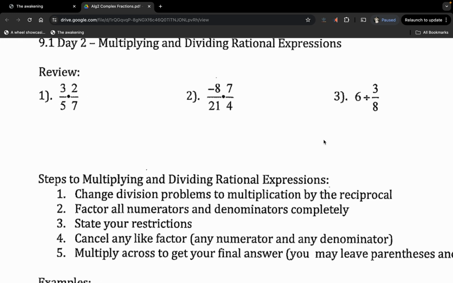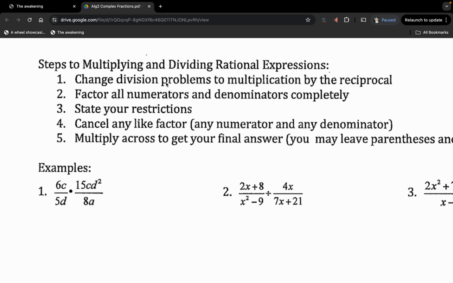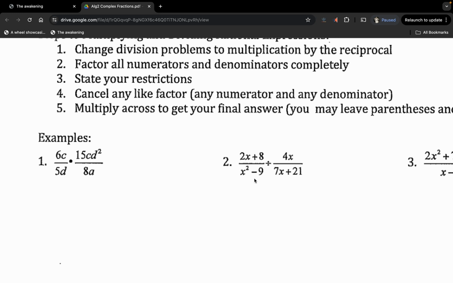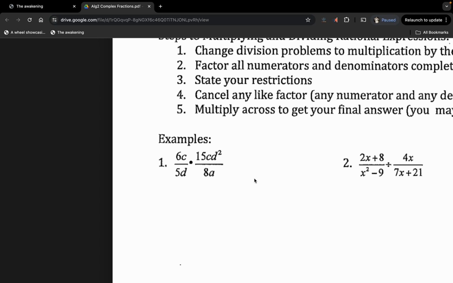So using that big idea, there are some steps to multiplying and dividing rational expressions such as these. So number 1, you're going to change division problems to multiplication by the reciprocal. That's just the keep, change, flip. Factor all numerators and denominators completely, so we're just breaking it down. And then you're going to state your restrictions, which you could honestly do at the beginning. Cancel any like factor between numerator and denominator, so we're just crossing out anything that crosses out. And we're multiplying across to get your final answer. And of course you can leave parentheses, and you don't need to distribute them, just for simplicity.